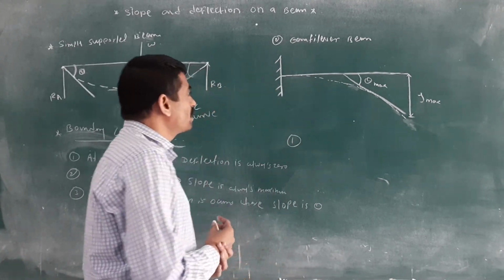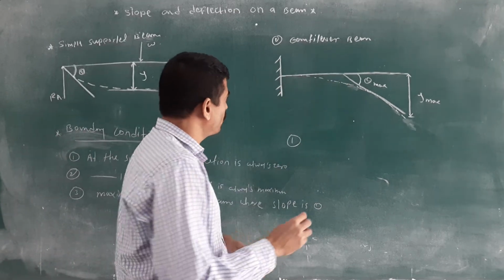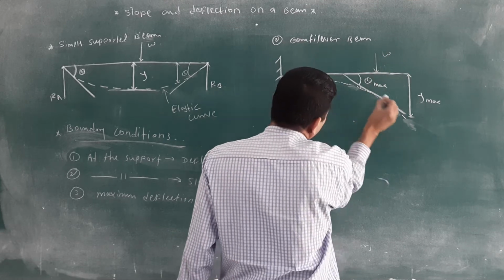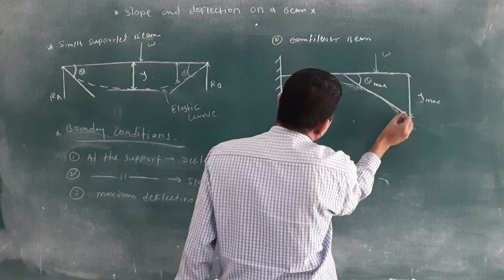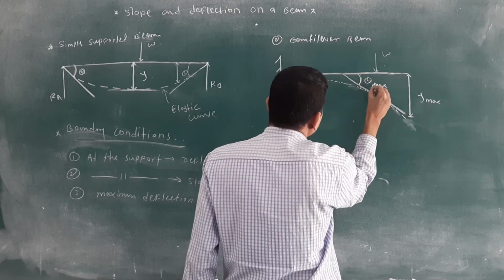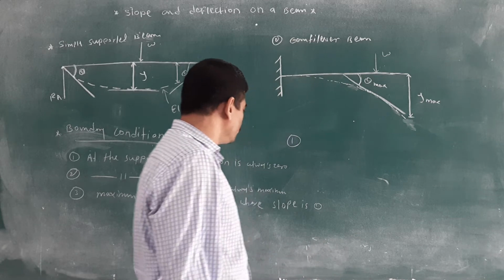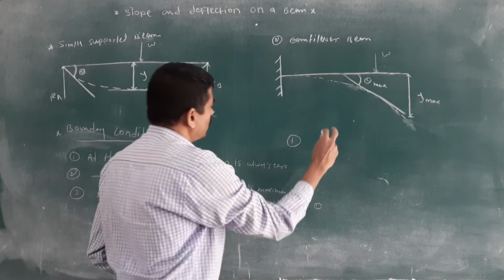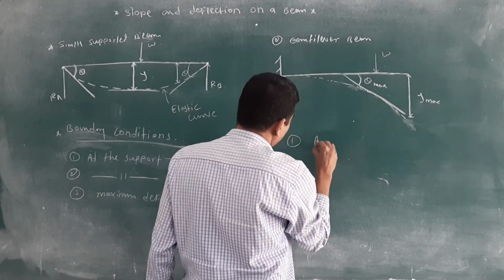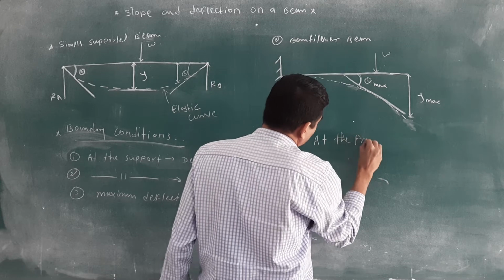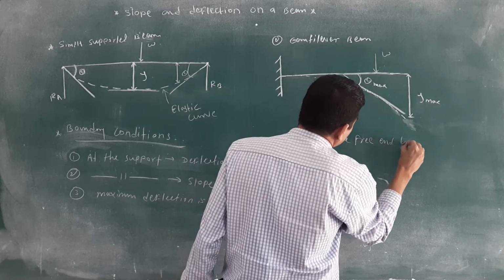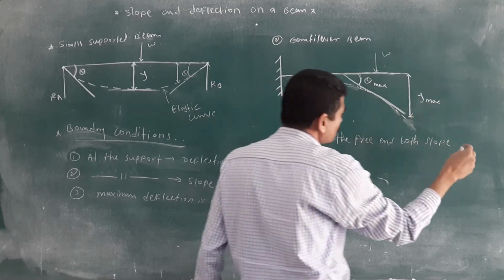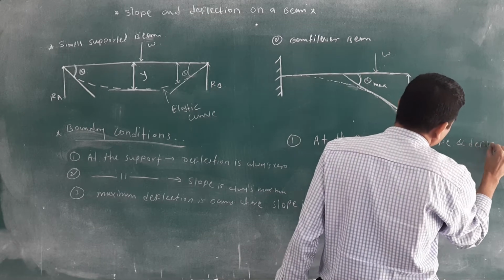Then what about the cantilever beam? When you apply some load on the cantilever beam, the beam deflects from its original position. I have drawn one tangent and shown the slope and also the deflection. Then what is the first boundary condition? At the free end, what is the value of slope and deflection? Slope and deflection are always maximum.